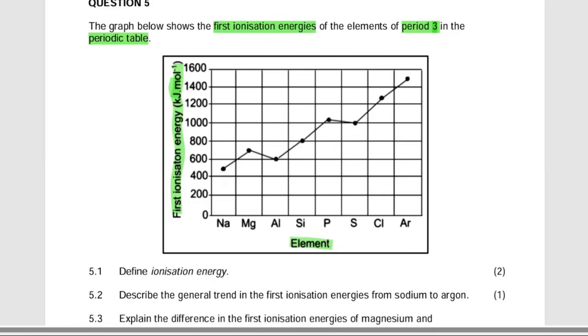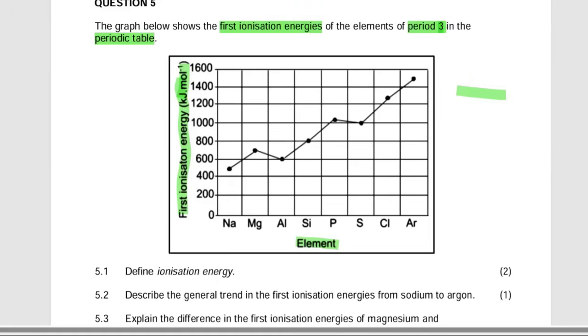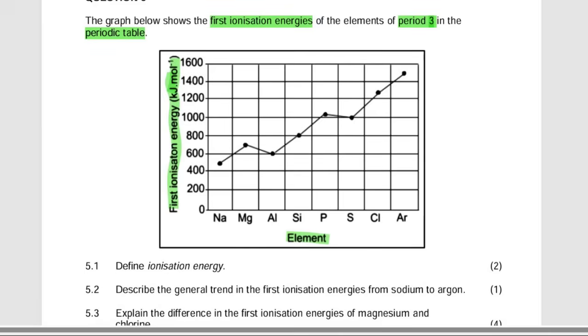So remember, how do you identify a period? A period is across, going from left to right, or right to left. Your group is the one that goes downwards. So the vertical ones are referred to as the groups, and the horizontal ones are referred to as our periods, right? So we're only focusing on period number 3.